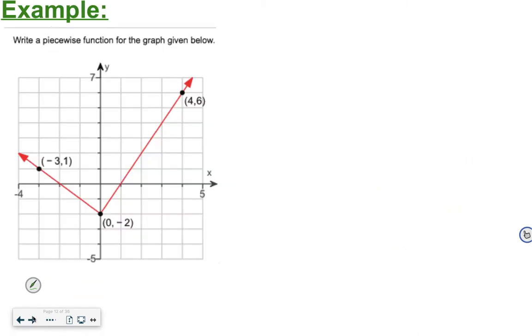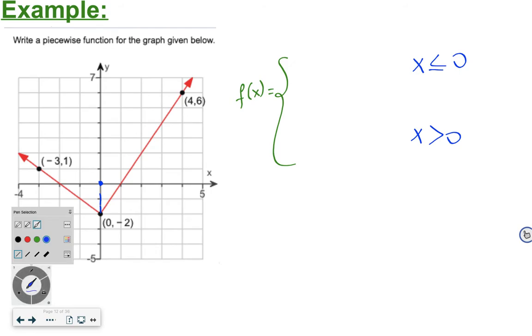This is another type of question. To write this graph as a piecewise defined function, remember that first you need to determine your intervals. Be careful, ladies and gentlemen, you need to check the x coordinate. The x coordinate is 0. One interval is x is less than or equal to 0. The other one is x is greater than 0. So we already decided our intervals.